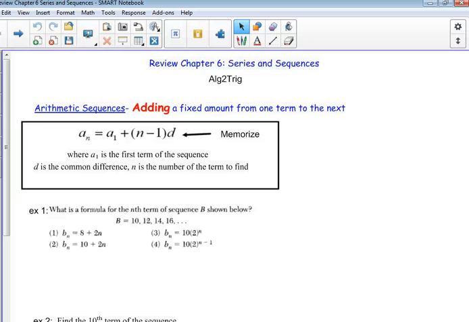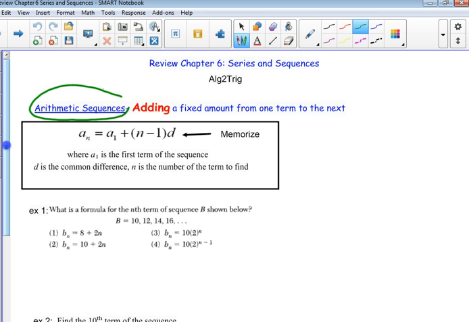Okay, so this is chapter 6 on series and sequences, and there's two big formulas that you guys need to memorize from this chapter. The arithmetic and geometric sequence. And it's really important that you guys know the difference between when something's arithmetic and when something's geometric. The difference is if it's arithmetic, you are adding from one term to the next. And here's your formula. It is something you need to memorize.